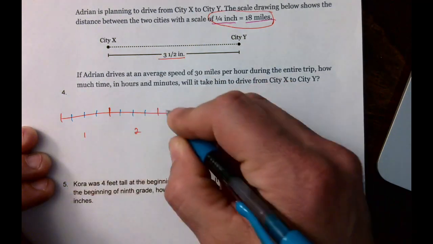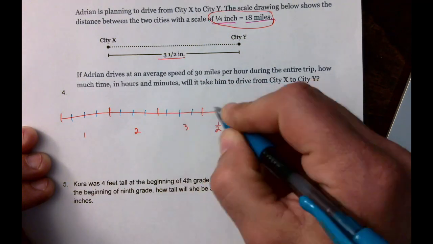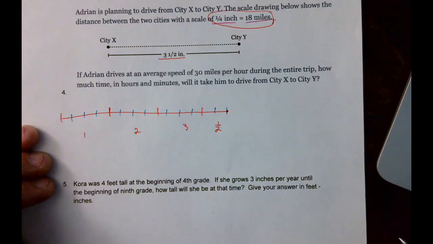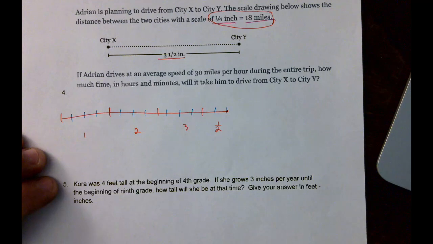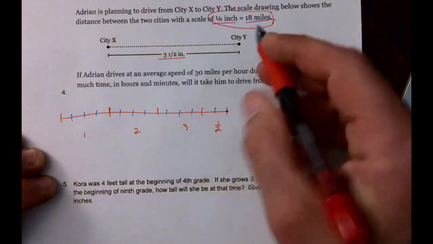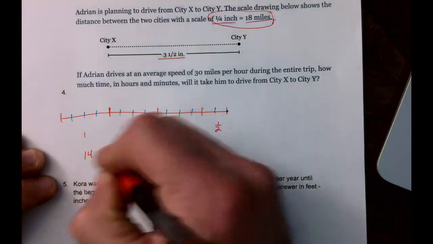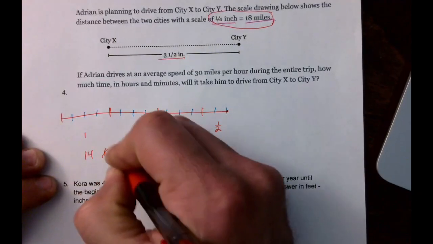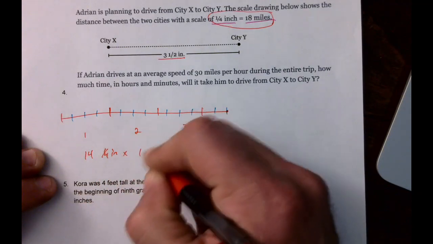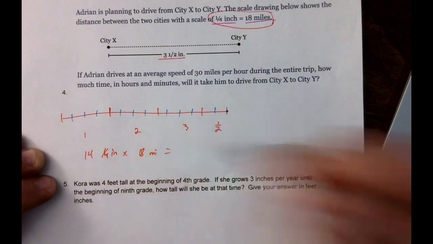4, 8, 12, 14. Well, the number line kind of is actually really helpful there. I have 14 1/4 inches. So this is 14 1/4 inch pieces times 18 miles each.